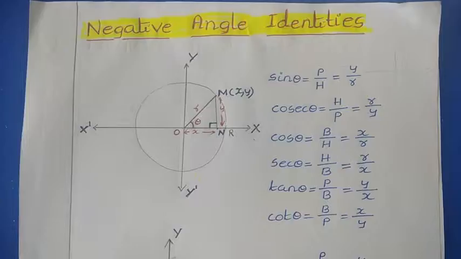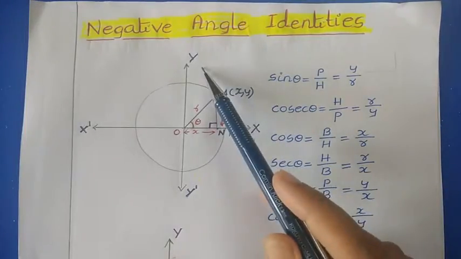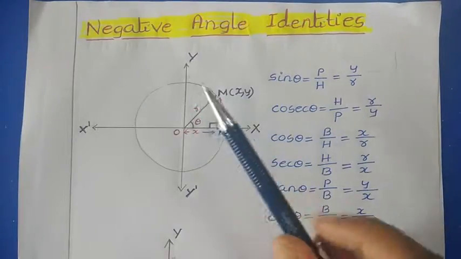In this video, I am explaining negative angle identities. This concept is related to trigonometric functions. Consider a Cartesian plane. Let us divide the Cartesian plane into two coordinate axes, x-axis and y-axis.